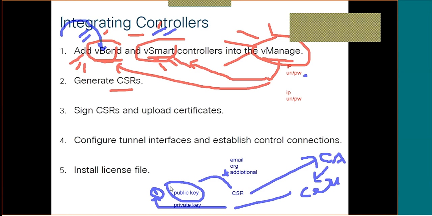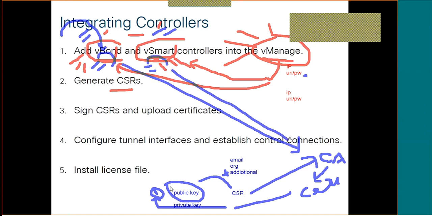Same procedure: vBond needs a certificate. So vBond has to generate a public key and private key, and this public key should be sent into a CSR, and the CSR should be sent to the CA. vSmart: public key plus additional information should be sent to the CA to get a certificate. We manage the public key and private key, and send the public key plus additional information to the CA to obtain the certificate and install it. Now, there are two ways we can do it.